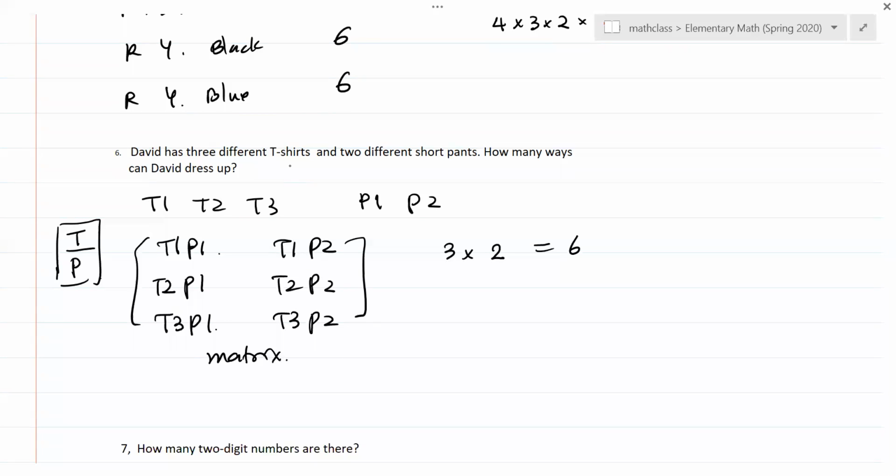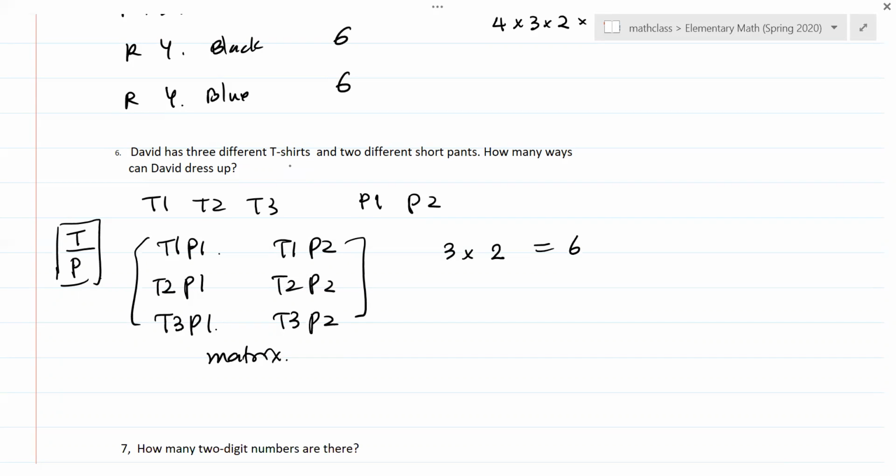That's called the product rule. If there is a number of choices for the first group of objects, and a number of choices for the second group of objects, and you want to choose a pair of objects, then how many different pairs can you get? You have the product of those 2 numbers of options. So that's called the product rule. How do you get the product rule here? If you see the picture, it's quite clear.